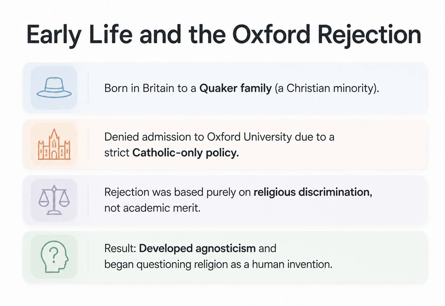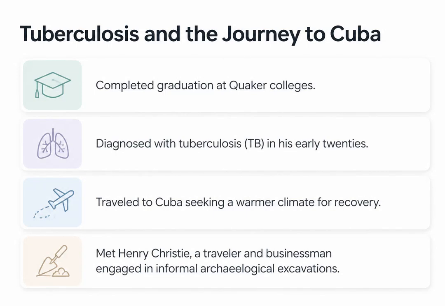When Tylor finished his early schooling, he applied to Oxford University, one of the most prestigious institutions in the world. However, Oxford had a strict policy of admitting only Catholic Christians at the time. Tylor was categorically denied admission purely because of his Quaker identity. This blatant religious discrimination had a profound effect on him. He developed a stance of agnosticism, not outright atheism, but a deep questioning. He began to wonder if religion was truly a divine institution or simply a human invention used to perpetrate injustice. Unable to attend Oxford, Tylor completed his graduation at colleges within his own Quaker community.